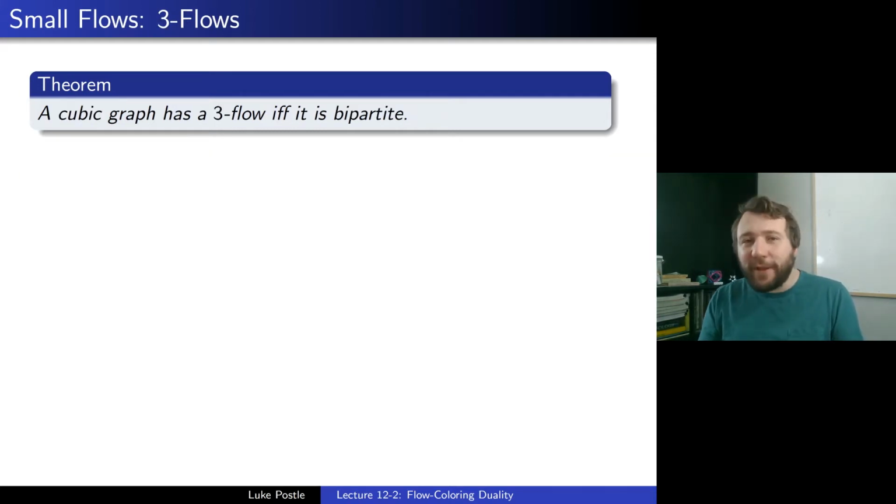What about 3 flows? They're more complicated, but a nice theorem is that a cubic graph has a 3 flow if and only if it is bipartite. So here let's just study cubic graphs, which is nice. So let's prove this theorem.